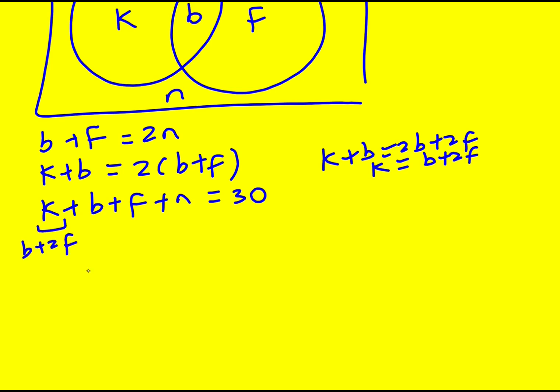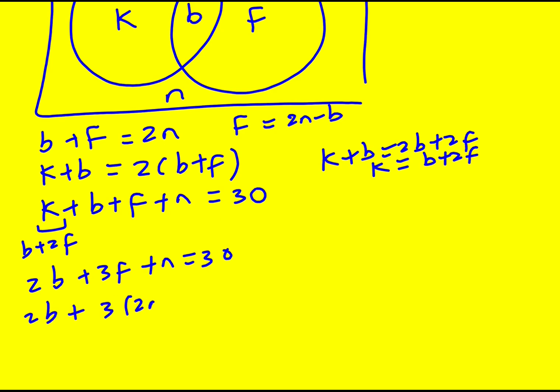Got rid of it. Okay, so that means that 2B, because I just combined them, plus 3F plus N is equal to 30. Then I can do the same up here because I can actually write F is equal to 2N minus B. So then 2B plus 3 lots of 2N minus B. And you can see, look, I've managed to eliminate it. It's just a longer process.